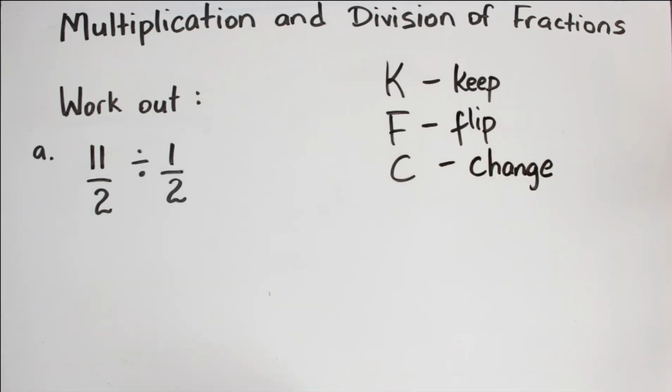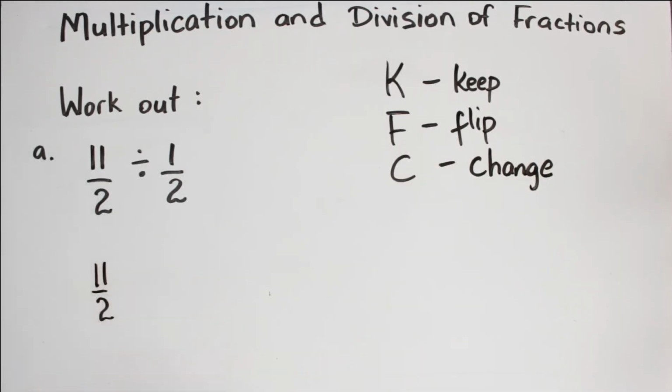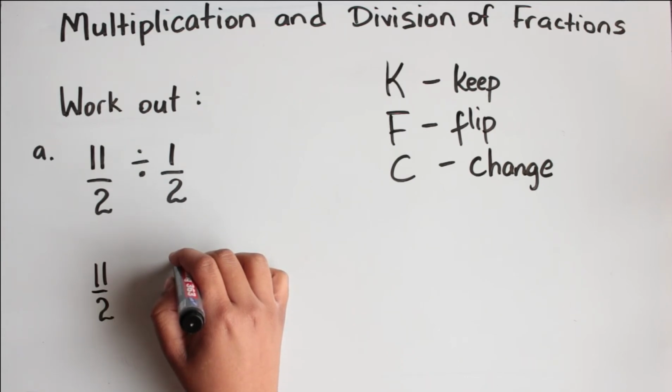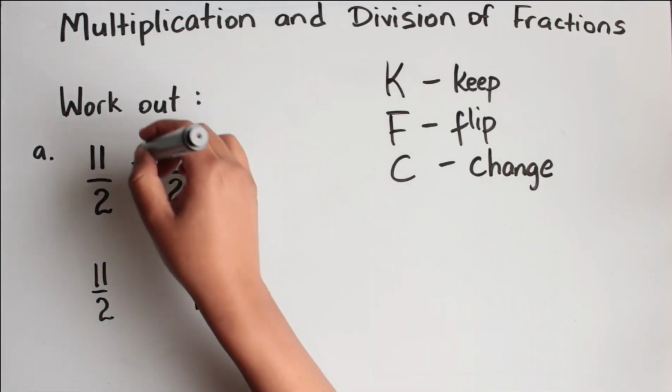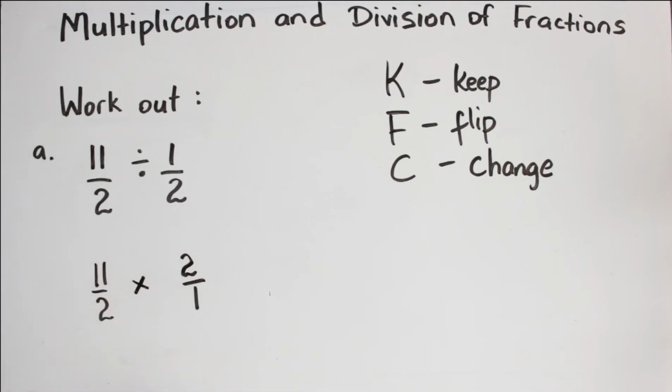And what this really means is that 1 1/2, which is our first fraction, we keep it, that's our K. Flip our second fraction, which is 1/2. So instead of writing 1/2, I would write 2/1. And the change means that instead of writing back a division sign, I write a multiplication sign. So now I have 1 1/2 times 2/1.